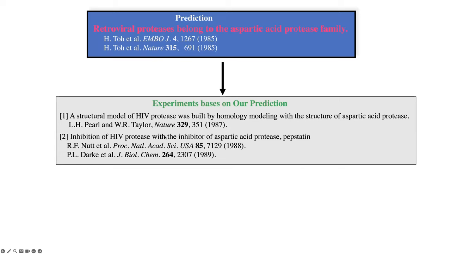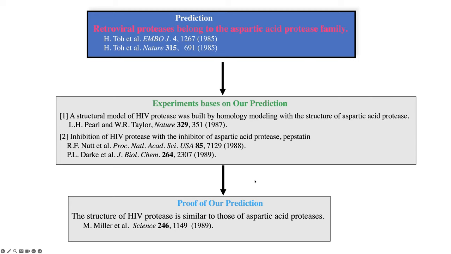This group developed a model structure of HIV protease by using the three-dimensional structure of the aspartic acid proteases. And these two groups tried to inhibit the HIV protease by using inhibitors of the aspartic acid proteases. And in 1989, this group reported the three-dimensional structure of HIV protease. Then they found that the HIV protease is actually homologous to the aspartic acid proteases.